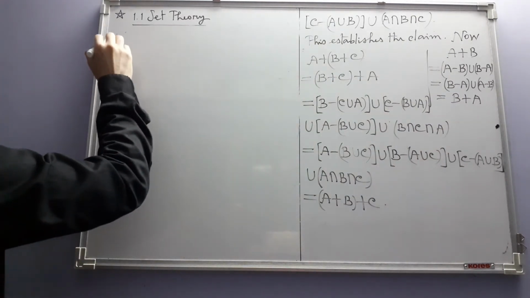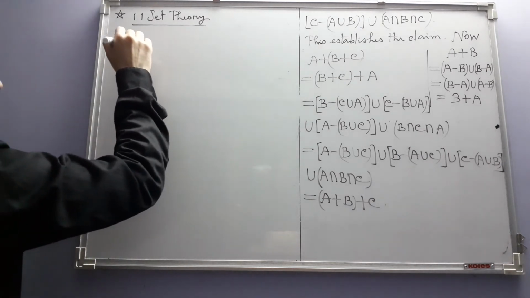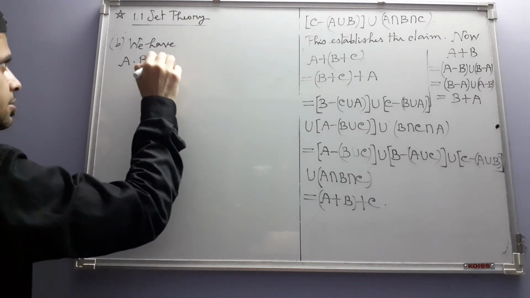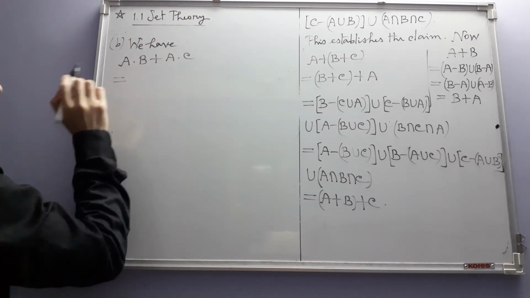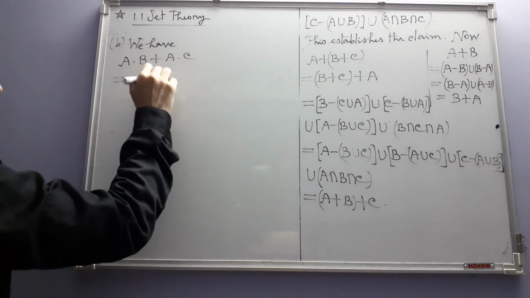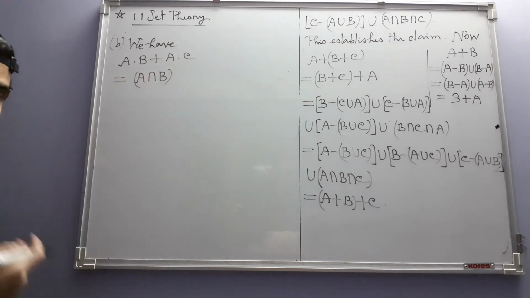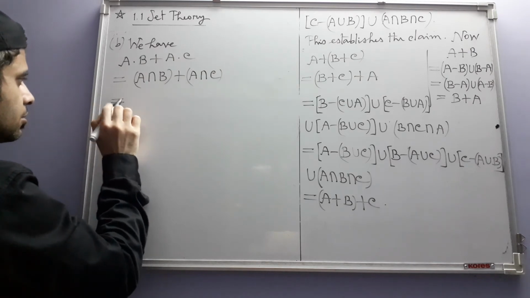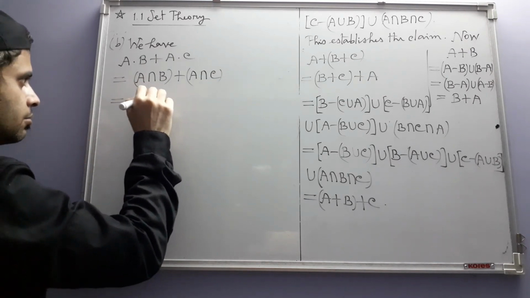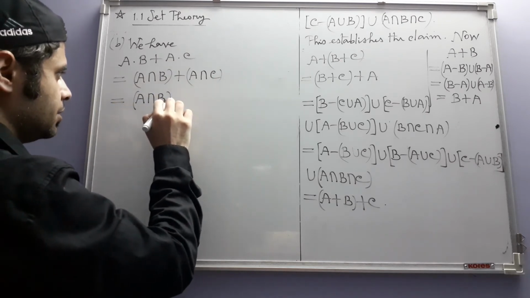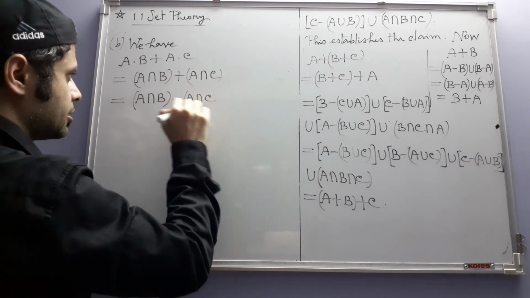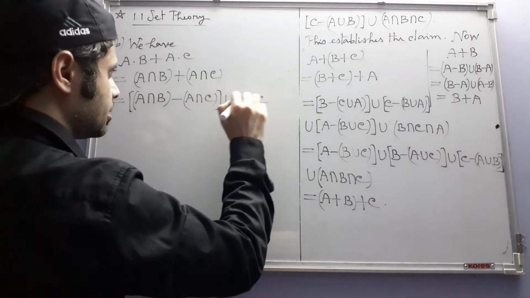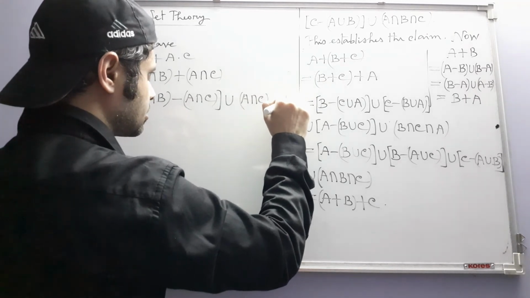Okay, so in part B, we start with the right hand side. We have A dot B plus A dot C. This is equal to, dot means our multiplication is nothing but intersection, so A intersection B plus A intersection C. Then we apply the definition of addition. A intersection B minus A intersection C union A intersection C minus A intersection B.